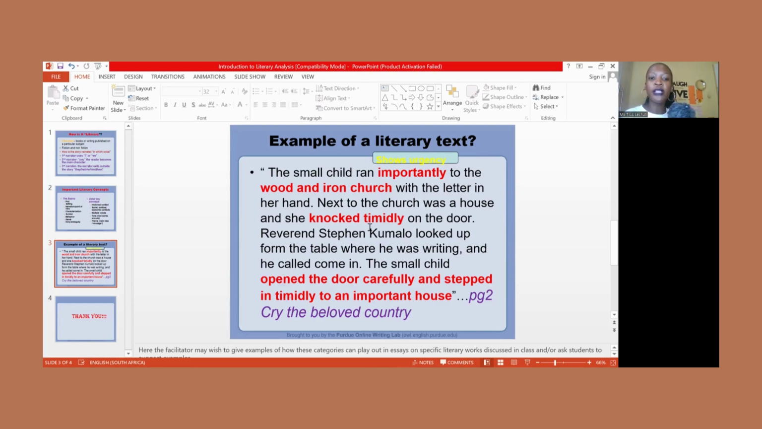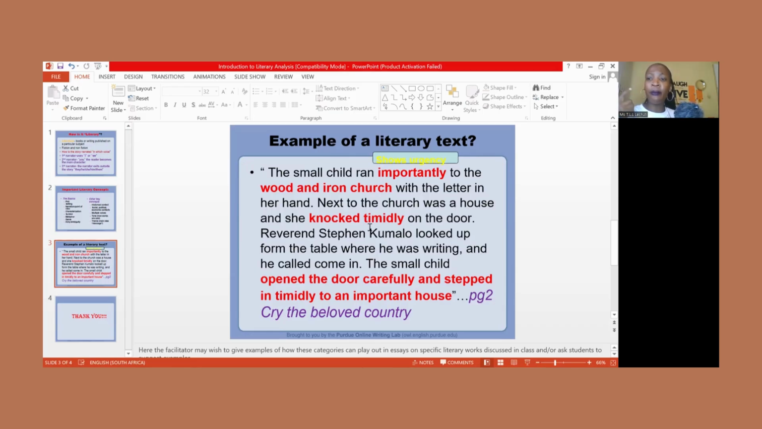Reverend Stephen Kumalo looked up from the table where he was writing, and he called, "Come in." The small child opened the door carefully. This, I think, correlates with the knocking timidly. So even the door is opened how? Carefully. Again, it is an adverb to modify how the action is being performed here.